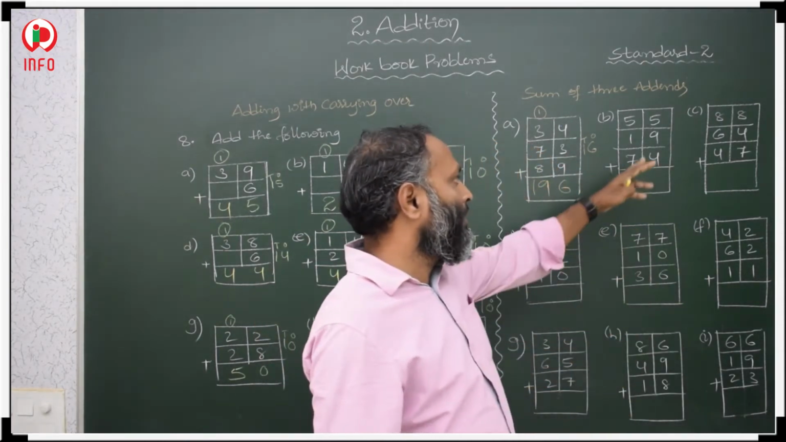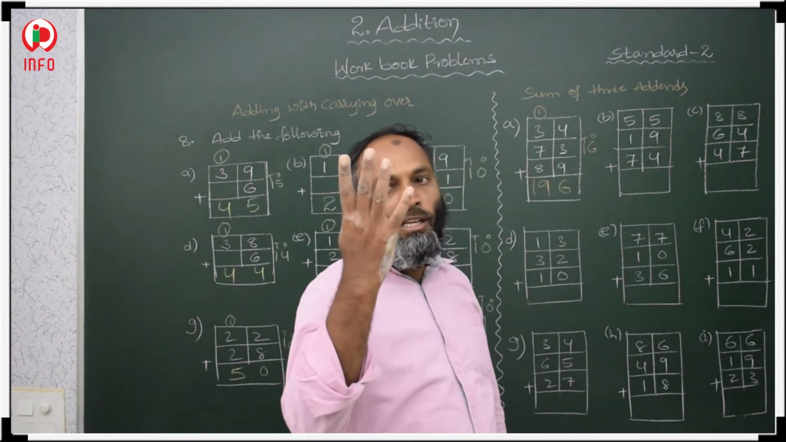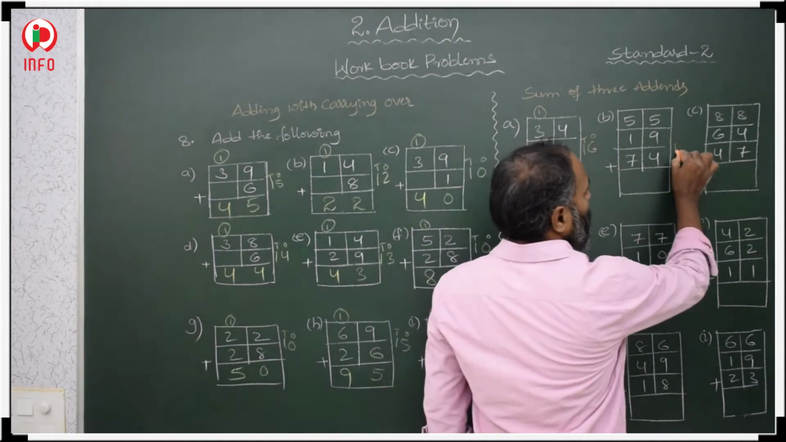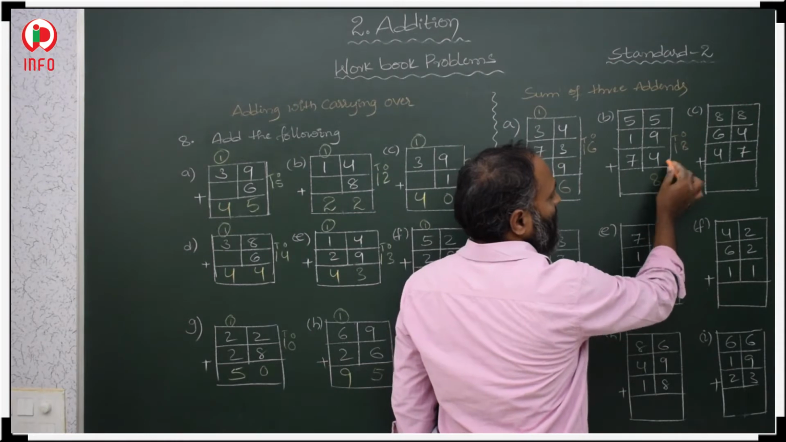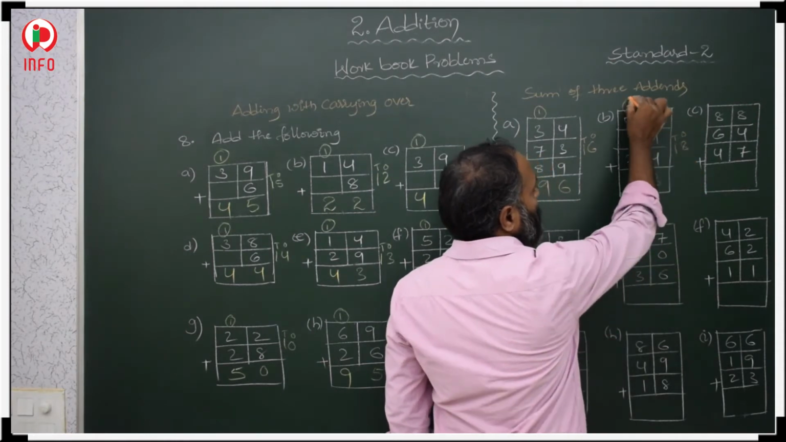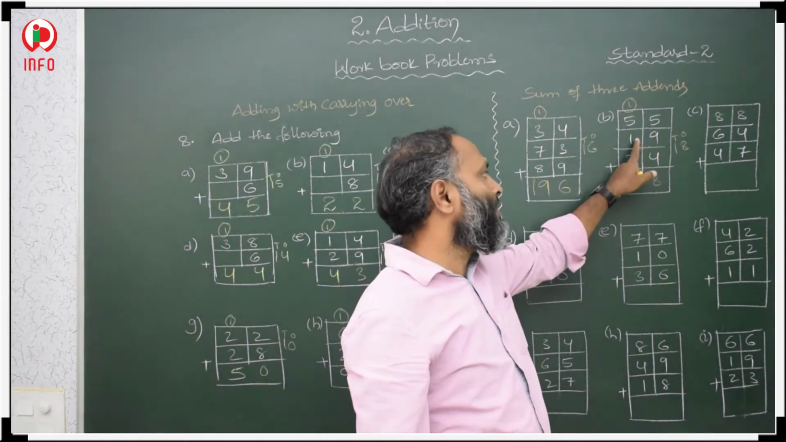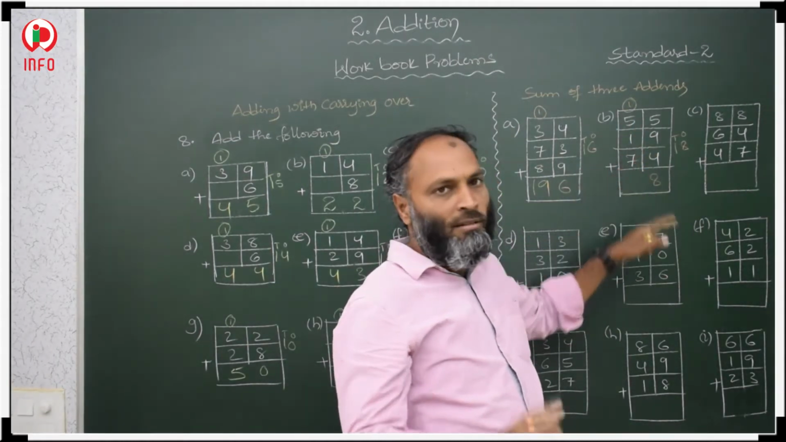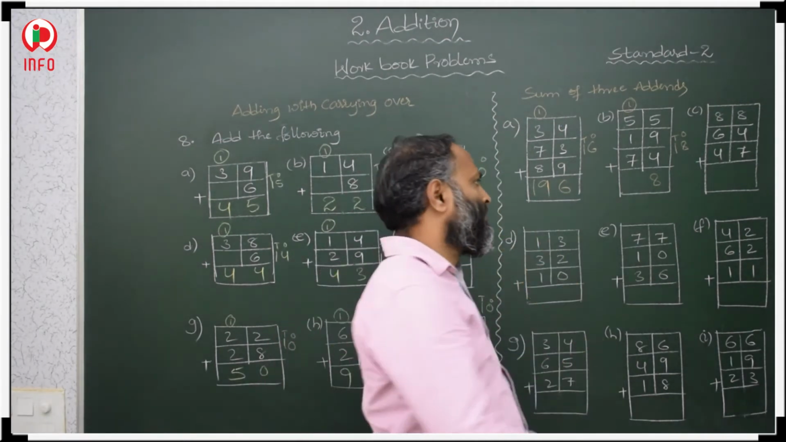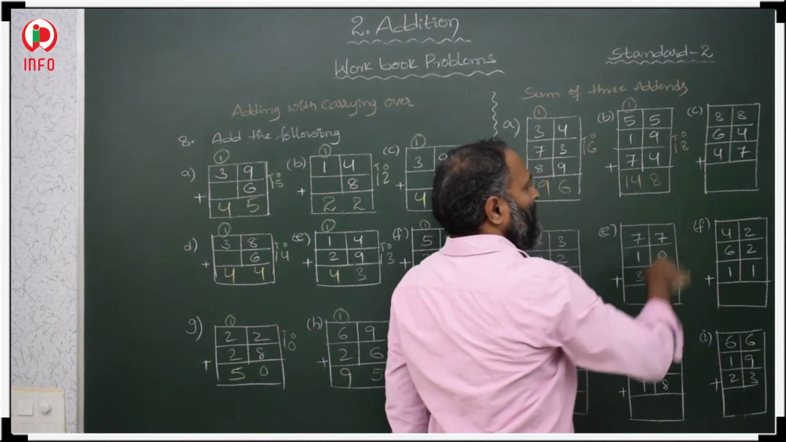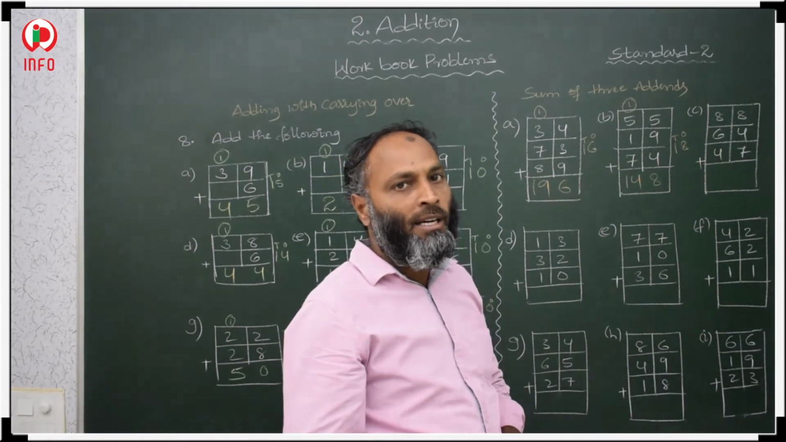How much? 14. 14 plus 4: 14, 15, 16, 17, 18. Total 18. 18 means this is in the ones place, this is in the tens place. 8 is in the ones place and this 1 is in the tens place. 5 plus 1, 6. 6 plus 1, 7. 7 plus 7: 7, 8, 9, 10, 11, 12, 13, 14. 148. 3 addends sum.